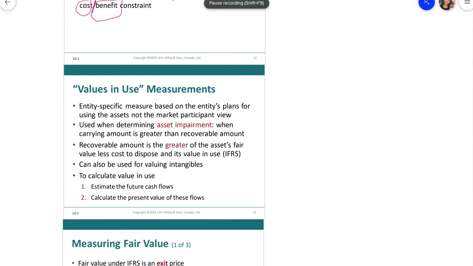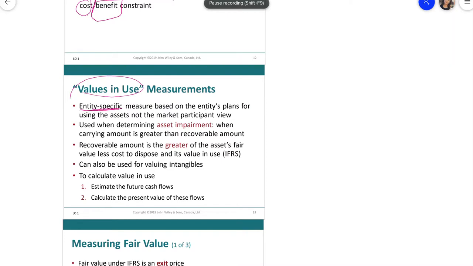Now the word here is value in use measurement. Sometimes we use value in use measurement for the assets. When we're impairing an asset at the end of the year, we use value in use. This is an entity-specific measure based on the entity's plan for using the assets, not the market participant view. So entity means within the company you do this. Value in use measurement is used when you determine the asset impairment.